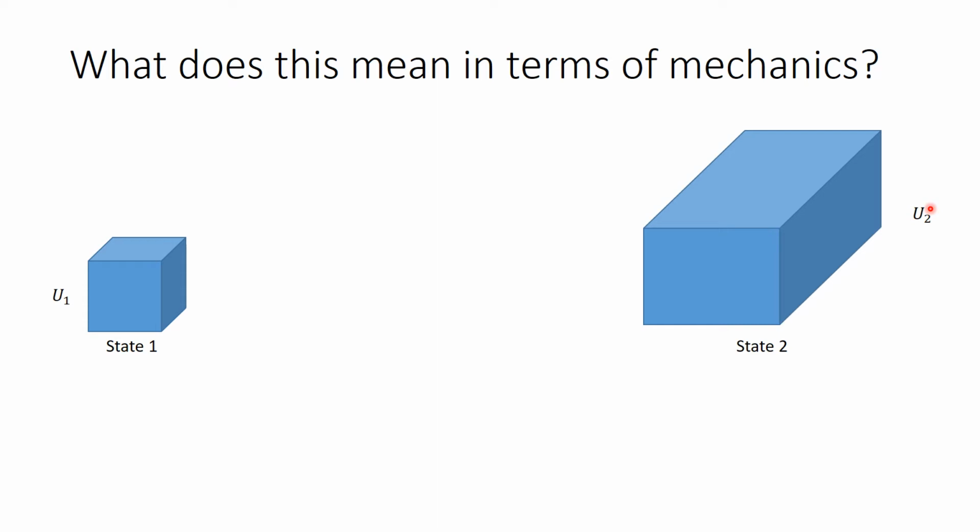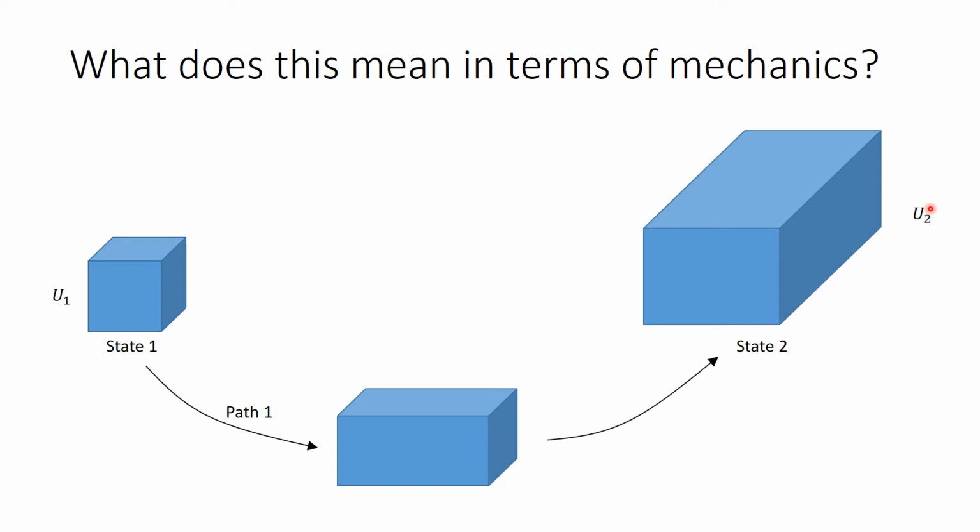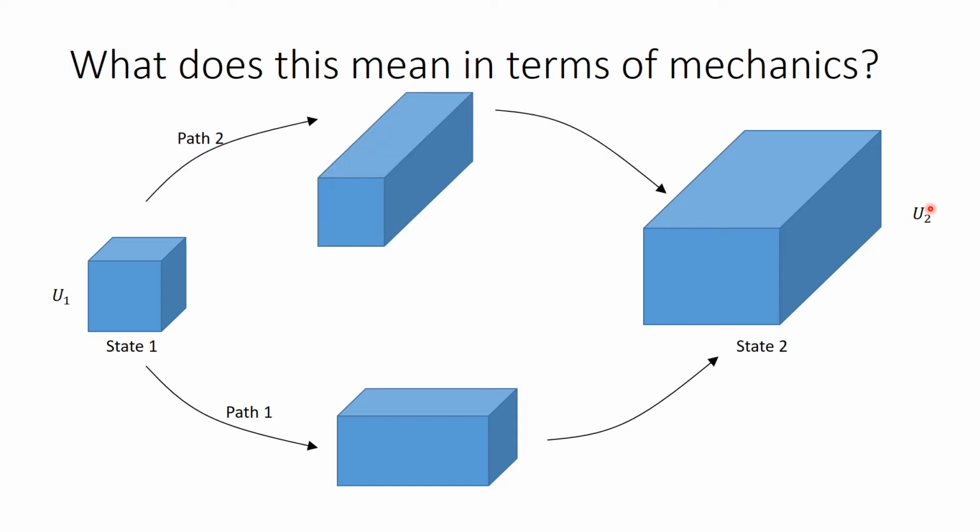We can move from state 1 to state 2 using a particular path, path 1, in which we choose to apply deformation on one side first and then apply deformation on the other side. Or we can go from state 1 to state 2 using a different path. Path independence guarantees that the energy U2 minus the energy U1 is the same whether we go through path 1 or path 2. So the energy is independent of the path of deformation.